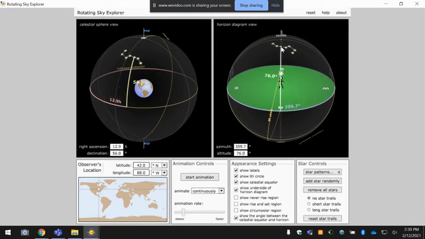Altitude at the meridian for the next star, right ascension and declination here, altitude here. And second to last star, altitude, and last star, altitude.